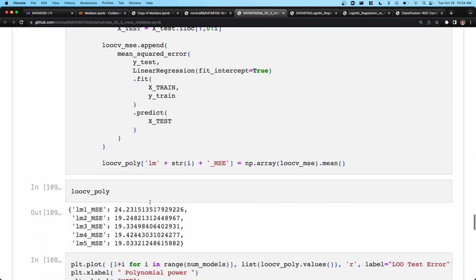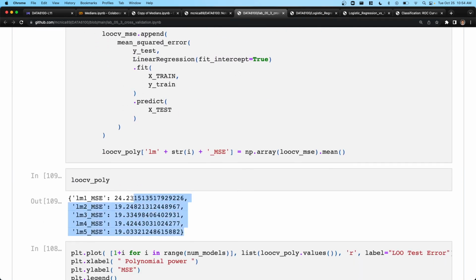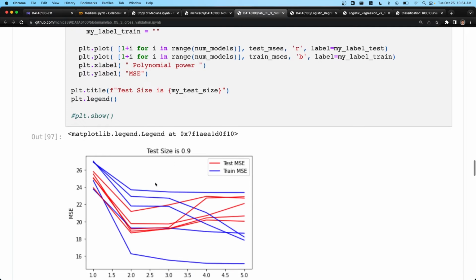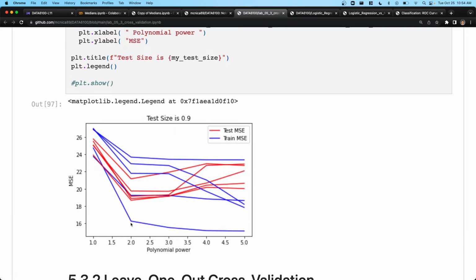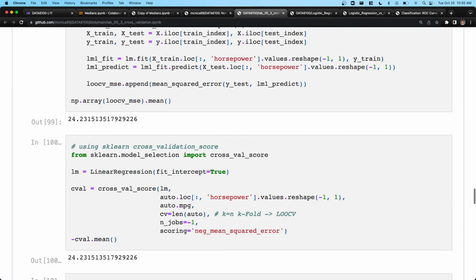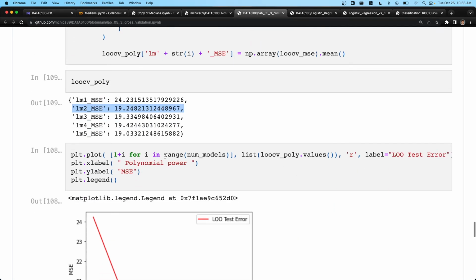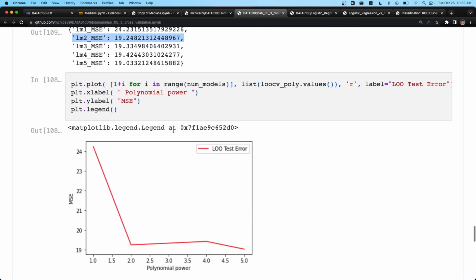Then they do the same thing comparing the different polynomials. For linear, you get 24.4. For quadratic, you get 19.24. Is that approximately the average that we got? Here we got from 16 to 24, so the average 19 would be around here. It does look like the test error is highly concentrated around this 19. So leave one out can be a reasonable way to estimate these things as well.